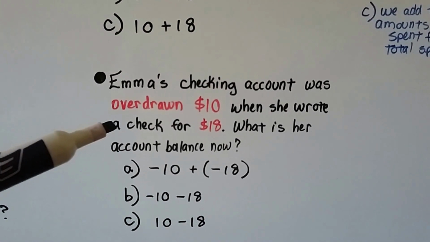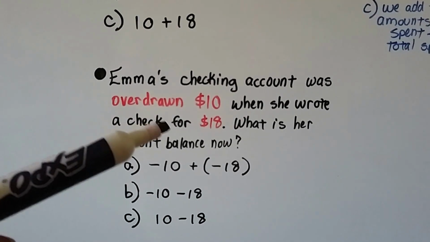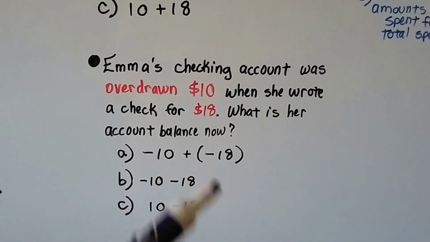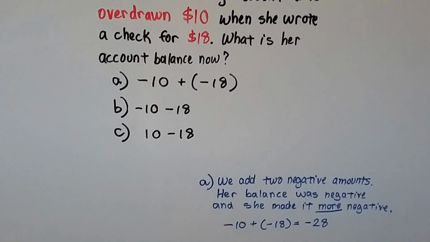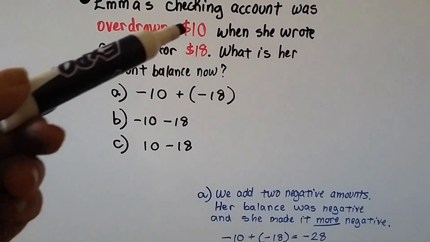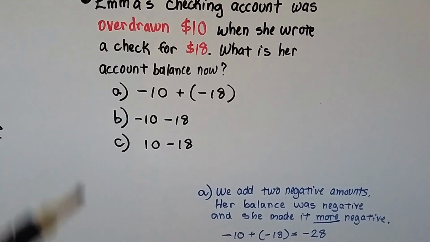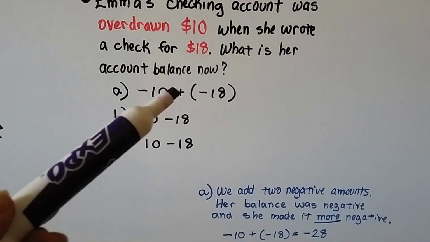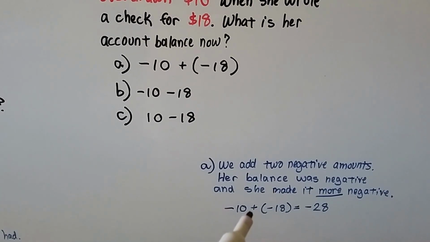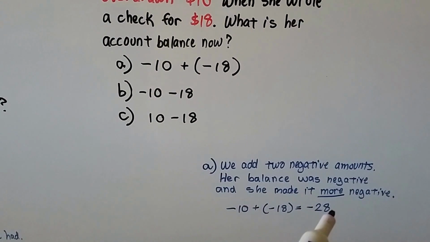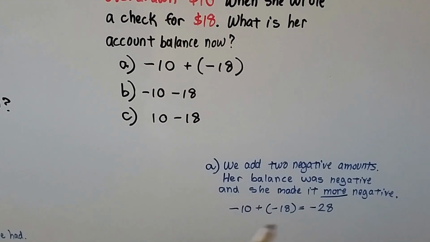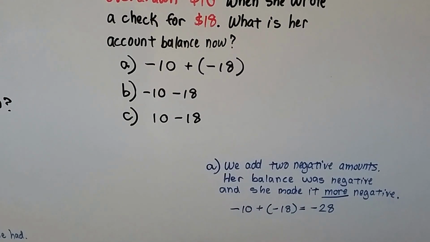Then she wrote a check for $18. So we know she was overdrawn more, right? She was overdrawn, and then we added more to being overdrawn. So we add two negative amounts, and her balance was negative. It was overdrawn $10, and she made it more negative, see? So we add a negative 18, and negative 10 plus a negative 18 is a negative 28. We have like signs, so our answer is going to be like the addends. It's going to be a negative, all right?